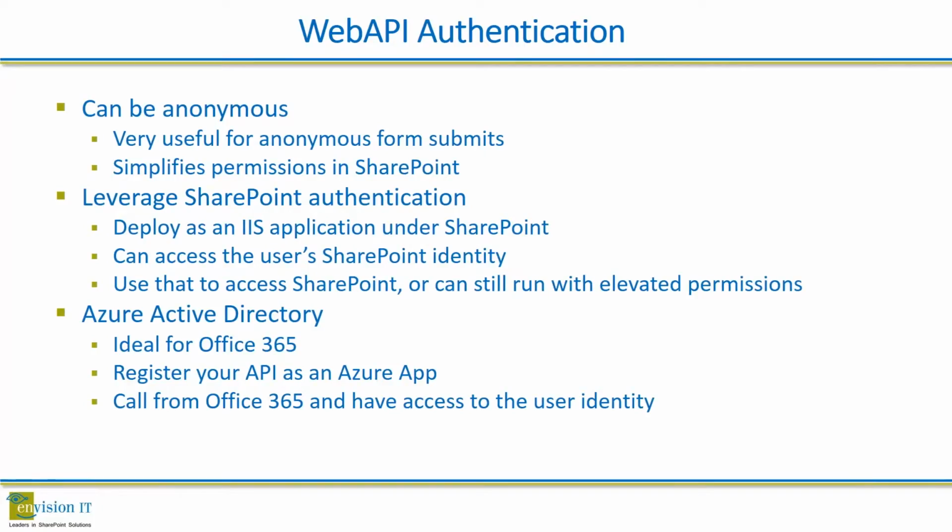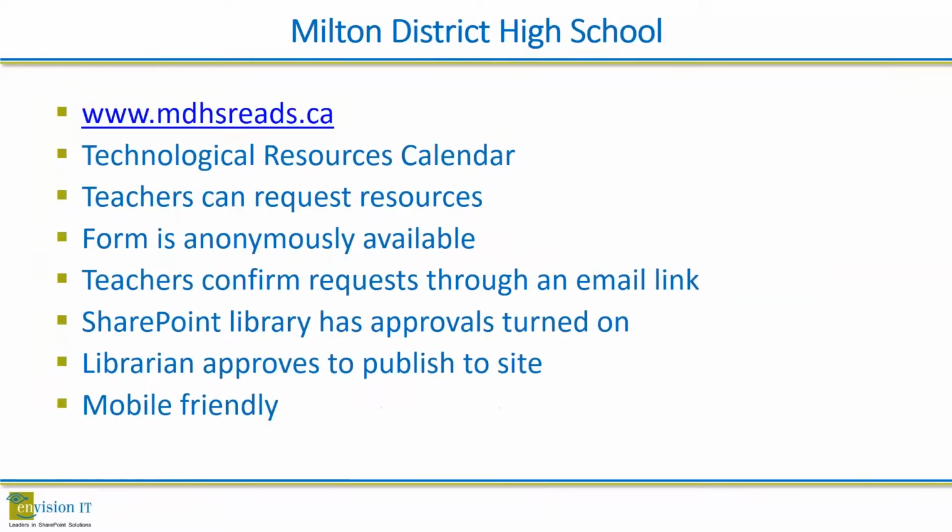We can leverage the SharePoint authentication. So if we did do the cheat and put it under the IIS application for SharePoint, then we have access to the user's SharePoint identity. So the backend C# code actually can understand who that user is, what groups they belong to, things like that. And it can start to build business rules based on those security permissions within that. It can use that user to access SharePoint directly, or it can still run with elevated permissions if we want a separate service account to do that access.